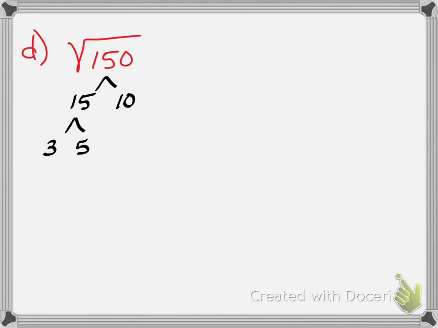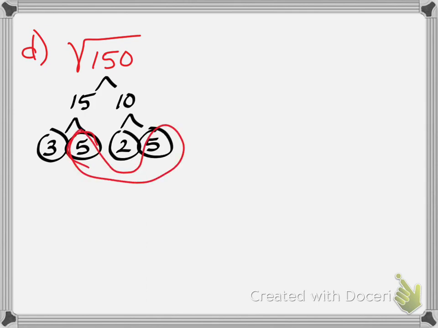All right, let's do another. Let's break 150 down. See, it doesn't matter what numbers we use to break it down. We can use any numbers we think of, and then we just want to circle them when we get down to primes. And then here we've got a pair of 5s to come outside the radical, and then we have a 2 and a 3 left over to get multiplied back together under the radical.